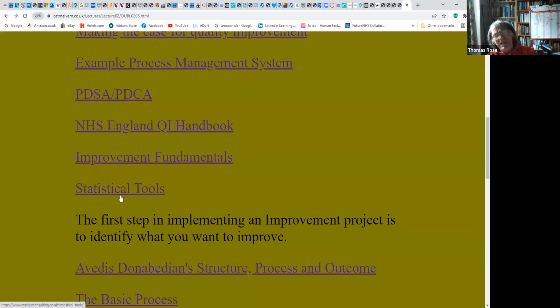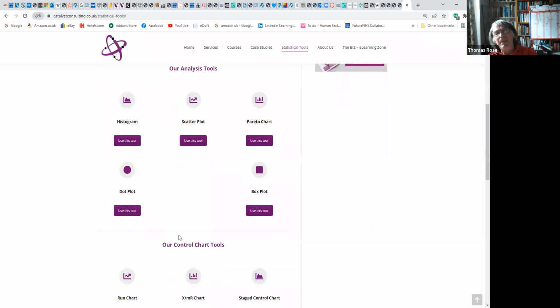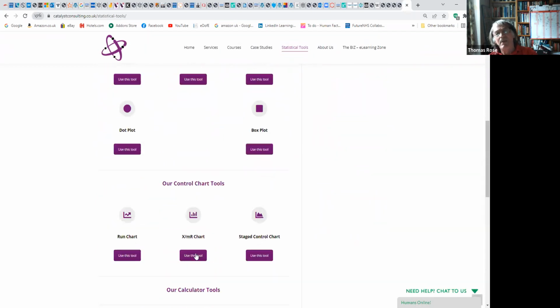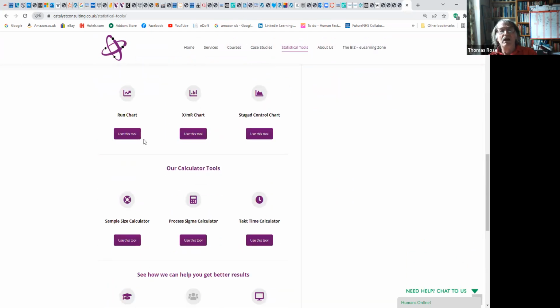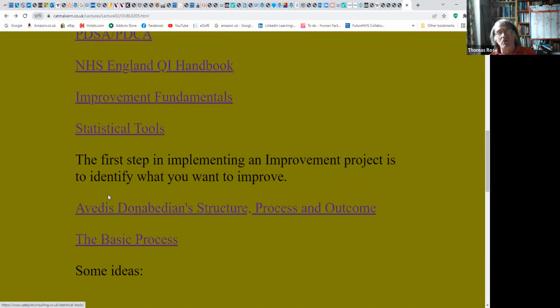The NHS, in their improvement ideas, have included quite a lot of statistical tools. This is just a website that is quite good at telling you how to apply those tools. And the run chart here, which I don't think is particularly applicable, because there's so much variation in NHS processes that run charts can't work. You've got to have very, very little variation for that sort of thing to work.